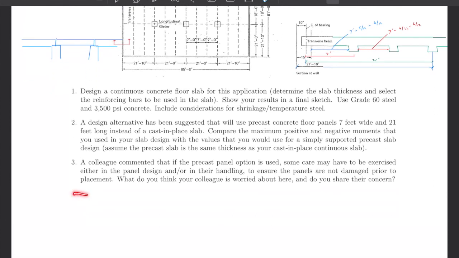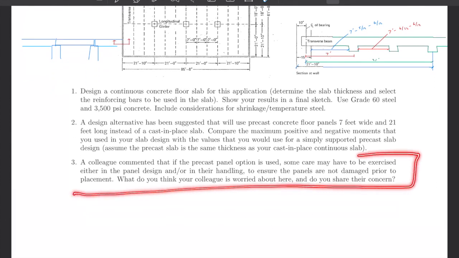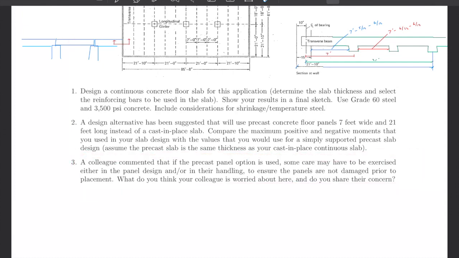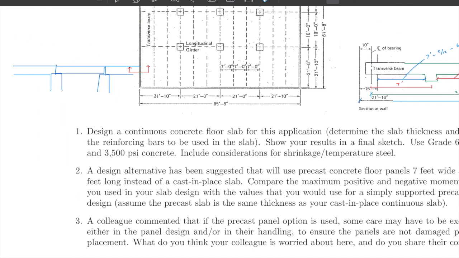And then a colleague commented that if a precast panel is used, you might have to be careful about how you lift these things. I want you to think about that a little bit. If you have a big slab section like that, and you have one right next to it, and so forth as we go across, why do you have to be careful about picking those things up? I want you to think about that and write about that.